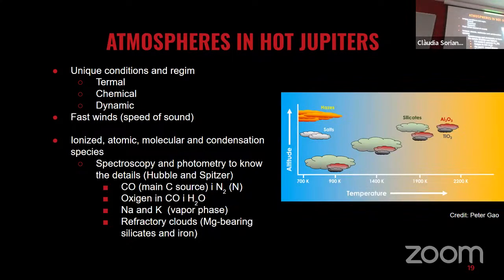So regarding the atmospheres in hot Jupiters, as we mentioned, hot Jupiters are really close to the star. So they have intense environments, with unique thermal, chemical, and dynamic conditions. So one of the main characteristics of these atmospheres in hot Jupiters is that they have really fast winds, which can achieve the speed of sound because of the high intensity of the irradiation that we receive from the star. So nowadays we know that these atmospheres of hot Jupiters can have carbon, nitrogen, oxygen, sodium, potassium, and can also have some refractory clouds that, at the temperatures of hot Jupiters, which are higher than 1000 Kelvin, are made basically of silicates and iron.